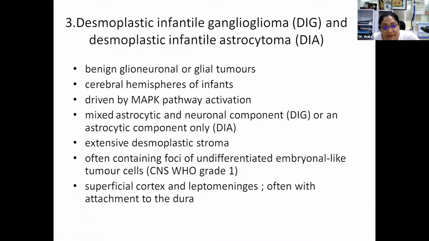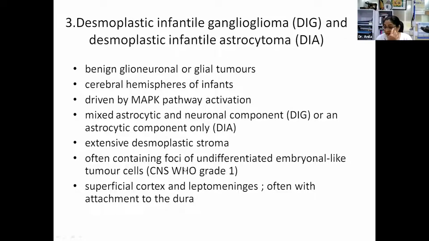Now coming to the third tumor type, which is the desmoplastic infantile ganglioglioma and desmoplastic infantile astrocytoma. Most of these tumors are benign, and they occur in the cerebral hemispheres of infants. Again, they are driven by the MAP kinase pathway. They have a mixed astrocytic and neuronal component, so they are classified as gangliogliomas. And if they have only astrocytic components, then they are called infantile astrocytomas. They elicit a desmoplastic stroma.